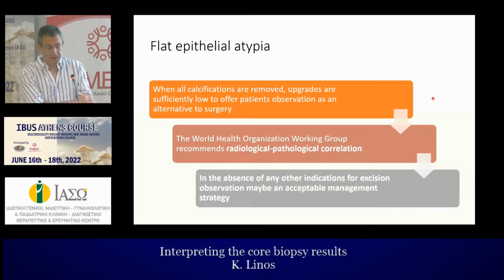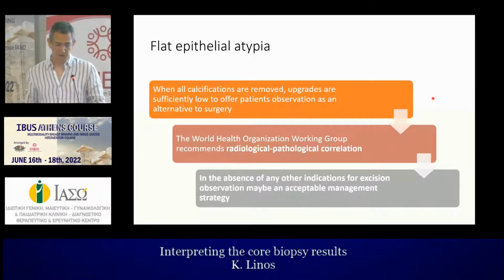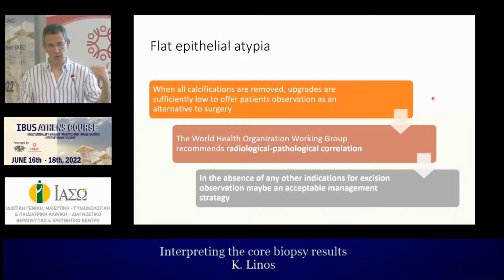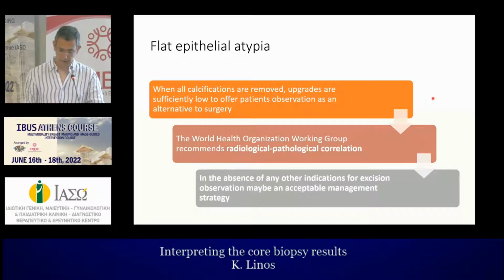Because these lesions are the target of microcalcifications, if all these calcifications are removed, the upgrades are actually very low. They're sufficiently low for these patients to be offered observation rather than a surgical approach. So the WHO group recommends a radiological pathological correlation, and if you have no other indications for excision, observation of these patients is an acceptable strategy. You can watch these patients if you have radiological pathological concordance and no other indications for excision. And these are the data when you look at the studies more carefully.